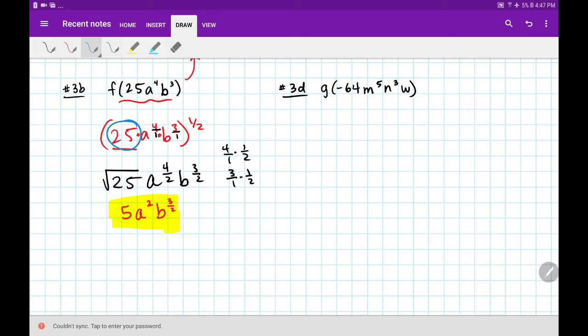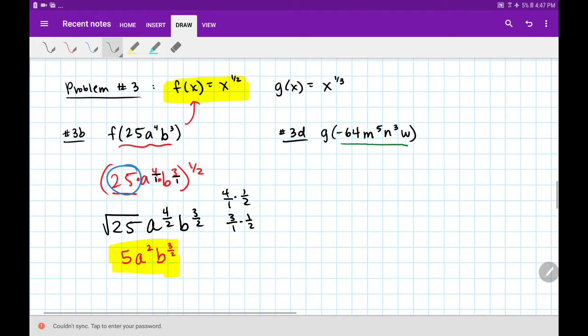Okay, let's look at 3D. So let's plug in negative 64m to the 5n cubed w into our g function. So I'm going to rewrite it. Take it all to the power of 1/3. So have a look. In this case, we're going to distribute that 1/3 exponent to 1, 2, 3, 4 different factors. So let's begin with the negative 64.